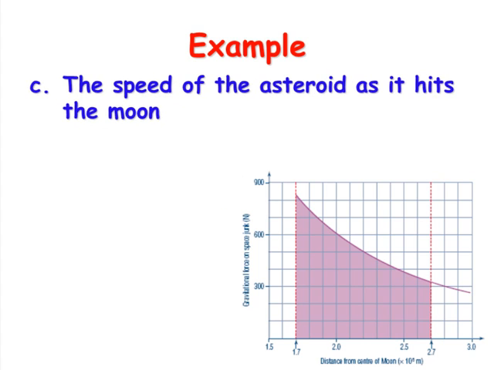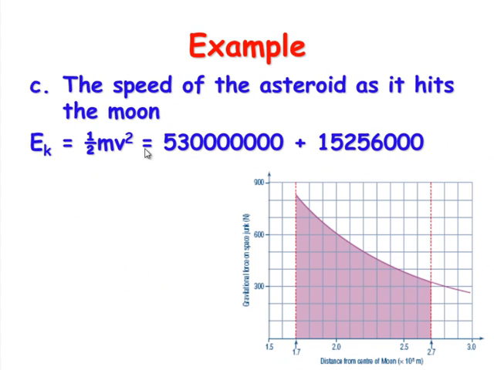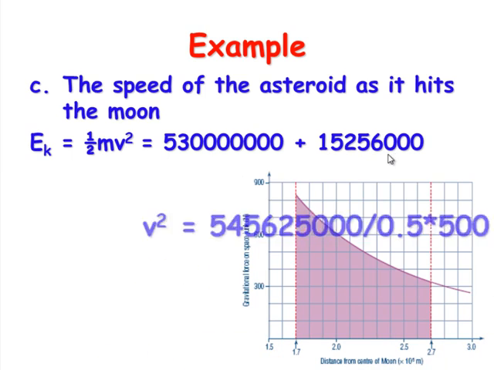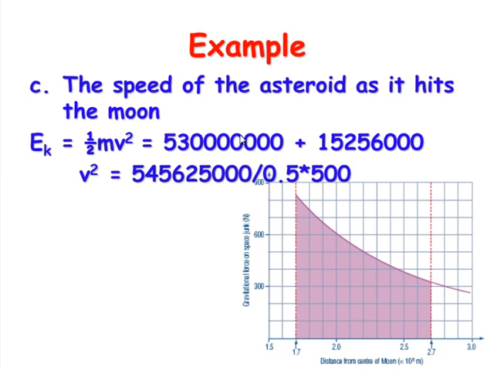Part C says find the speed when it hits the moon. So what we need to do is look at the total kinetic energy at the point of impact. It's all of the increase in kinetic energy plus the kinetic energy it had before. That equals a half mv squared. So if we sum those together, divide by a half times the mass of 500, and then take the square root, we get about 1,477 meters per second, the velocity at the point of impact. Double check that calculation because I did it pretty quickly, so I may have punched it into the calculator wrong, but it does sound like a reasonable value.